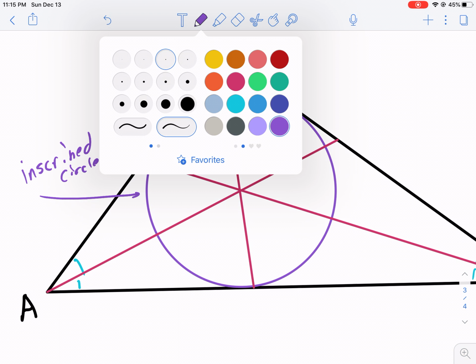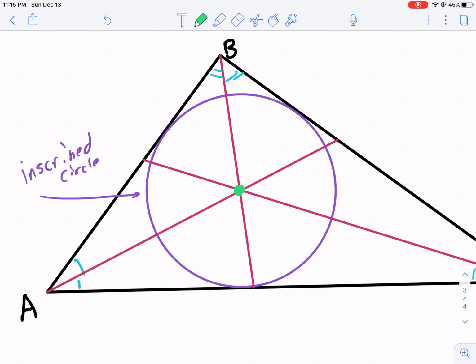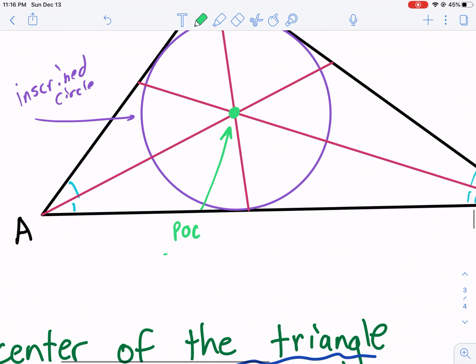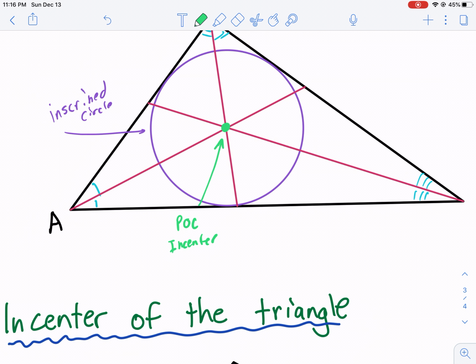Okay, and now I did a much better job with the circle as the reference. This is a special point of concurrency called the incenter, because it is the center of an inscribed circle.